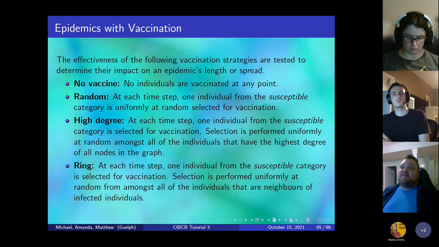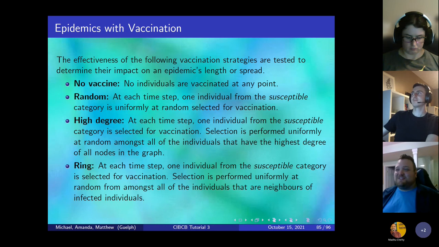So now, epidemics with vaccination strategies. This paper that we had done was looking into what is the impact of different vaccination strategies on the outcome. We used three strategies, plus no vaccine, which is the strategy of not vaccinating. Random vaccination is where at each time step, one individual from the susceptible category is uniformly at random selected for vaccination. High degree means that we take all the nodes with the highest degree and from them randomly select one to vaccinate. And ring, where we take every infected individual, look at everybody they come into contact with, and inoculate one of those people.